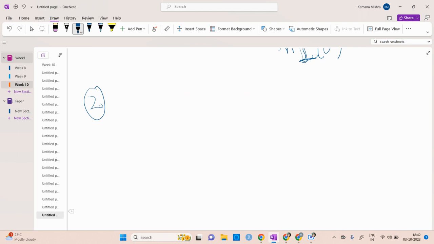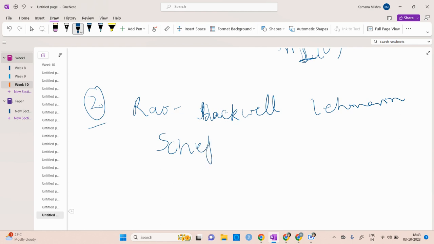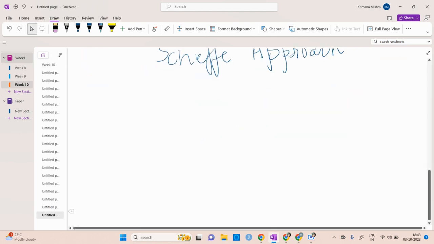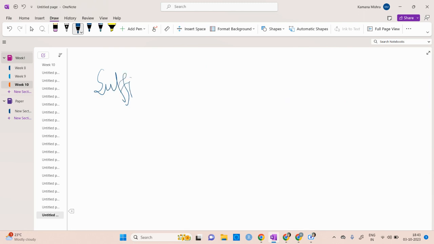Rao-Blackwell approach, right? So these are basically two approaches. Now, if I say in terms of what is a sufficient estimator, sufficient one, you always have T as a statistic.